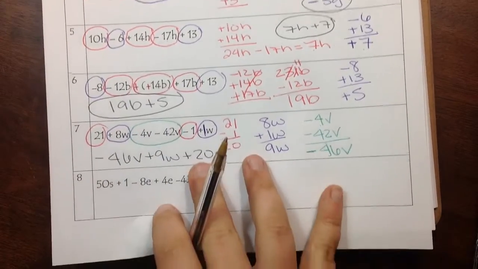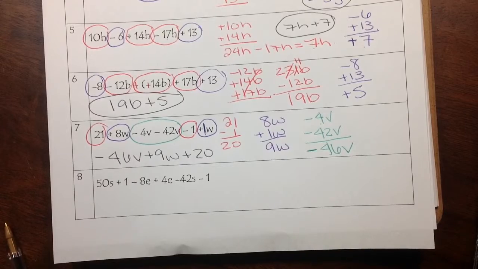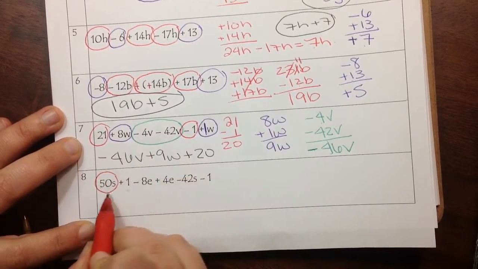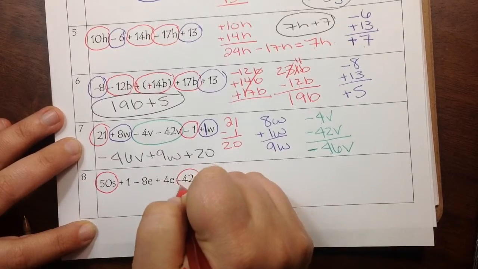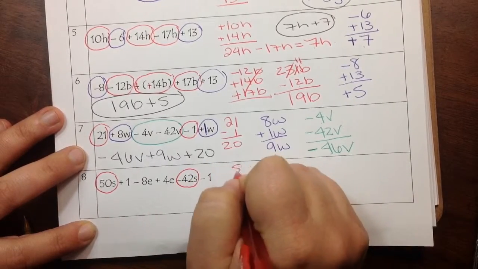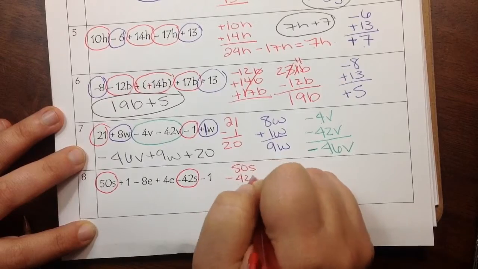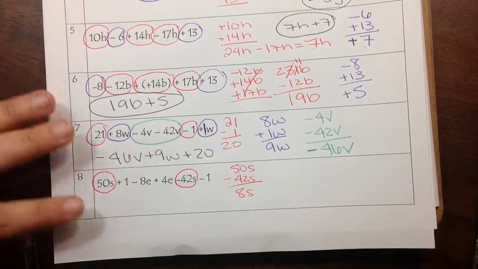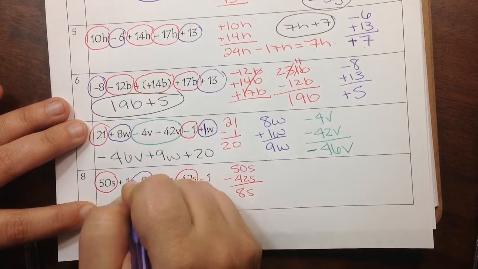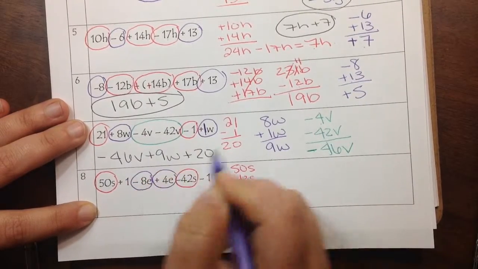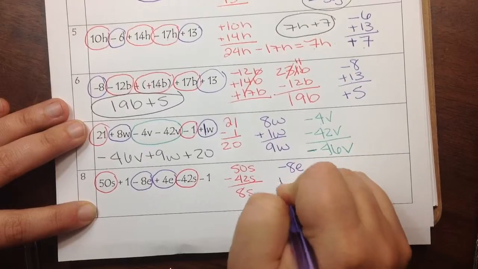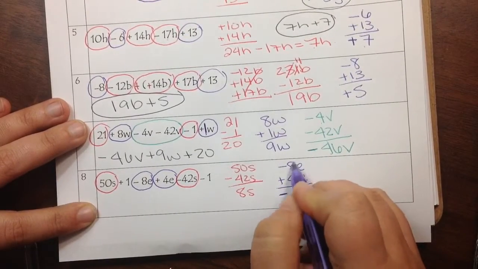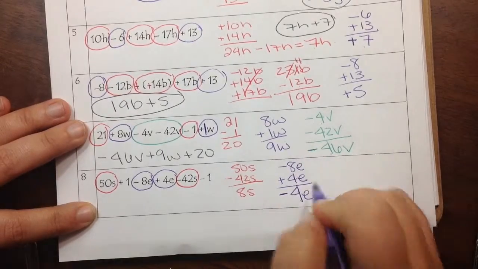All right, last one. We're going to put, again, letters with letters. So 50s would go with negative 42s. So 50s minus 42s gives us 8s. e's go with e's. So negative 8e plus 4e. Negative's bigger, so it's going to be negative. 8 minus 4 is 4e.